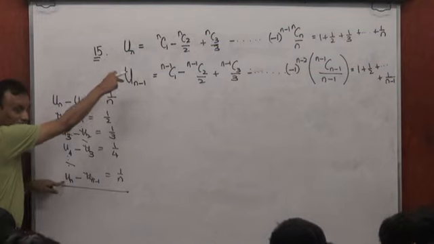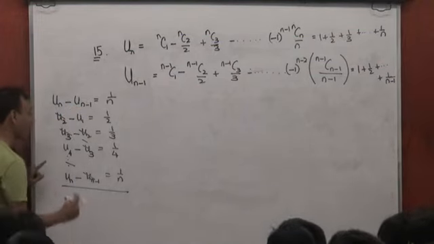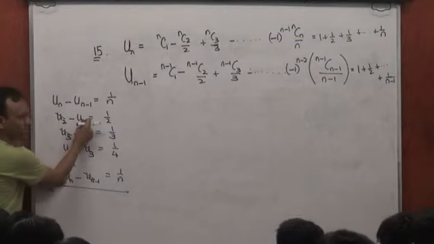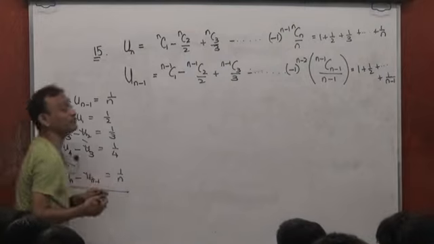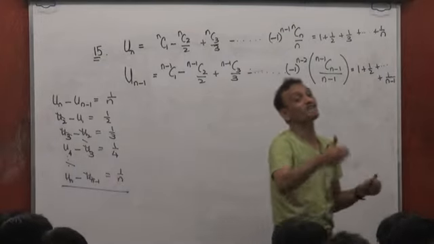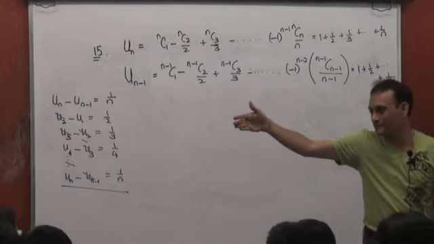u1 is 1. Plugging n equal to 1, there would be just one term, 1c1, that will be 1. Then un minus 1 is half plus 1/3 plus 1/4 plus up to 1 by n. Un then would turn out to be 1 plus half plus 1/3 plus up to 1 by n, yes or no? You know what I'm saying?